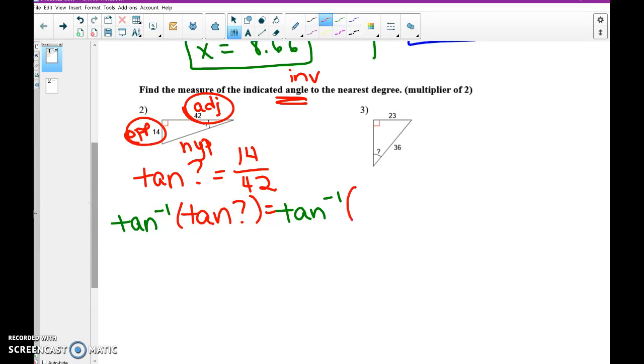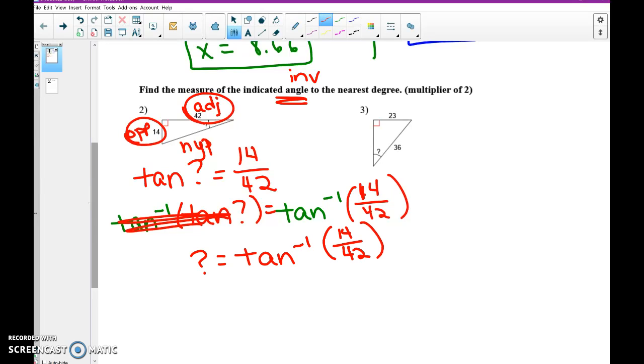Inverse tangent of both sides. The 14 and the 42 are already there. These guys are going to cancel out, so the question mark angle is equal to inverse tangent of 14 divided by 42. So on your calculators, if you're using mine, you had to do 14 divided by 42 equals, then shift, then tangent. If you've got your own, it's going to be different, obviously. But no matter what, 18.43 degrees, which then rounds down to 18 degrees would be your answer.